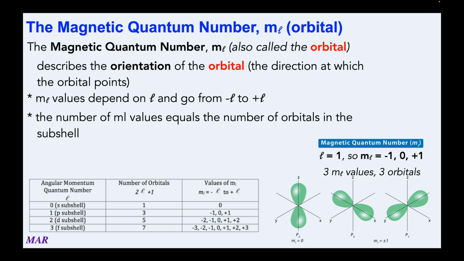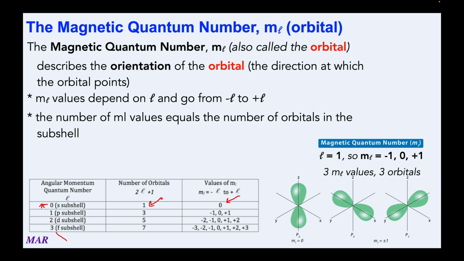M sub L values depend on L, and they always go from minus L to plus L. All right? So this little table in the lower left-hand corner, if L equals 0, minus L to plus L would be minus 0 to plus 0. Only one value of m sub L, which is 0. And that 0 counts, so there's one m sub L value. That means there's one orbital.